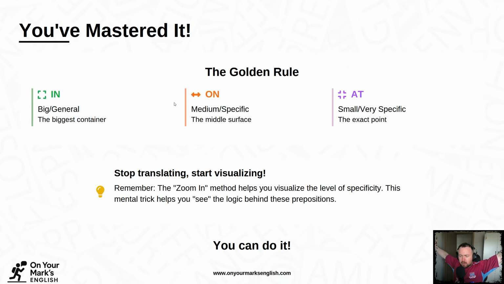Please remember the golden rule, okay? We're zooming. We're big, we're medium, and we're small. General, more specific, very specific, okay? Big, the biggest container. Medium, middle surface. Small, the exact point. Stop translating and start visualizing. If you remember the zoom in method, it will help you visualize the level of specificity. This mental trick helps you see the logic behind these prepositions.